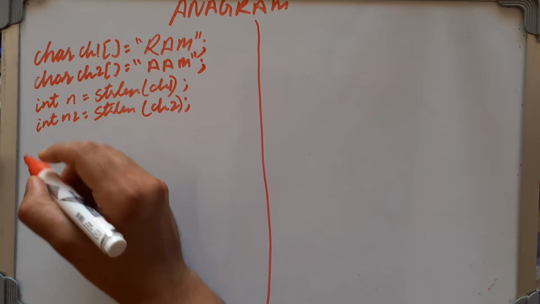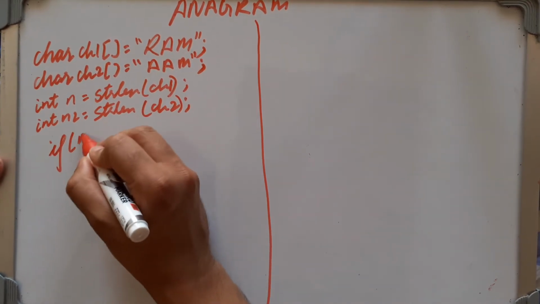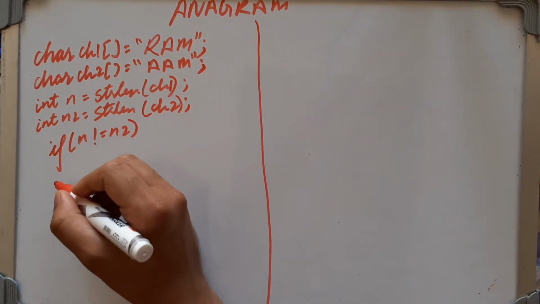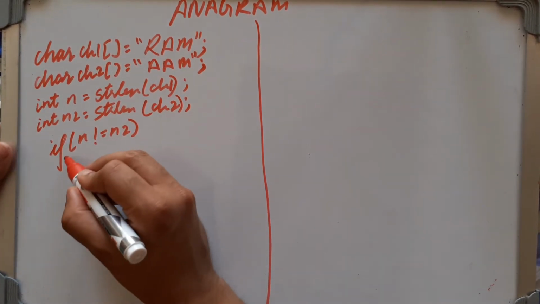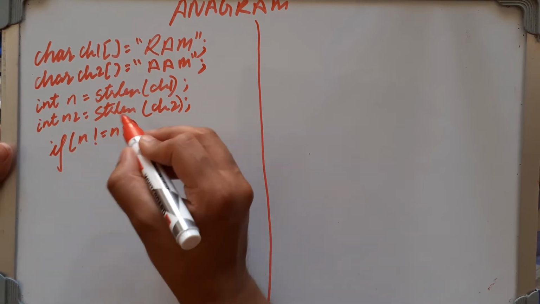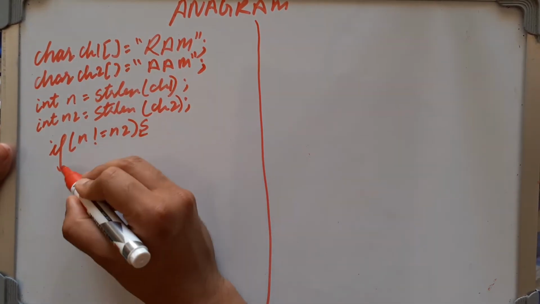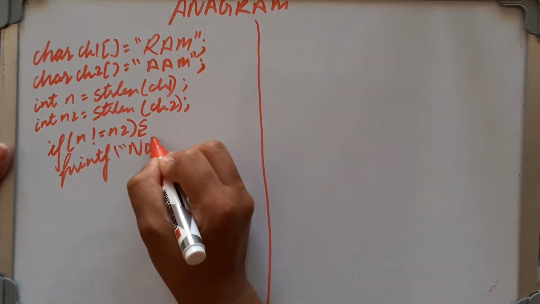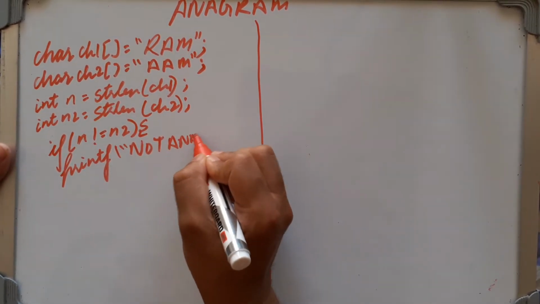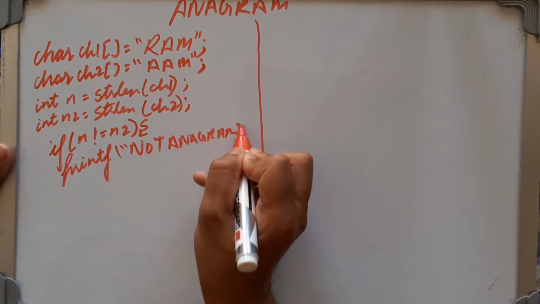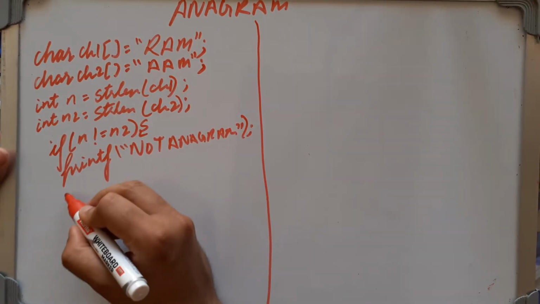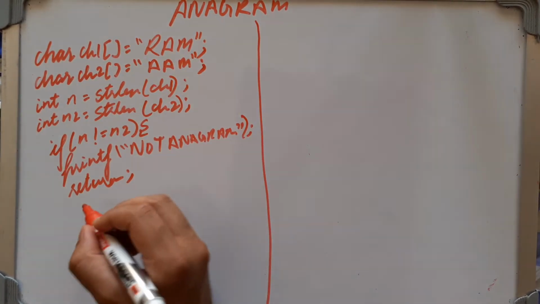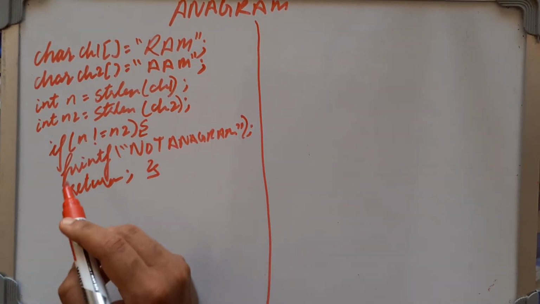First condition we get is length should be same. If the length is not same, then if n not equals to n2, you can directly print and you can return, like print here not anagram. Okay, not anagram, you can print directly and you can return it. It's a void type function we have taken, we have not defined it above, so it's a void type function.